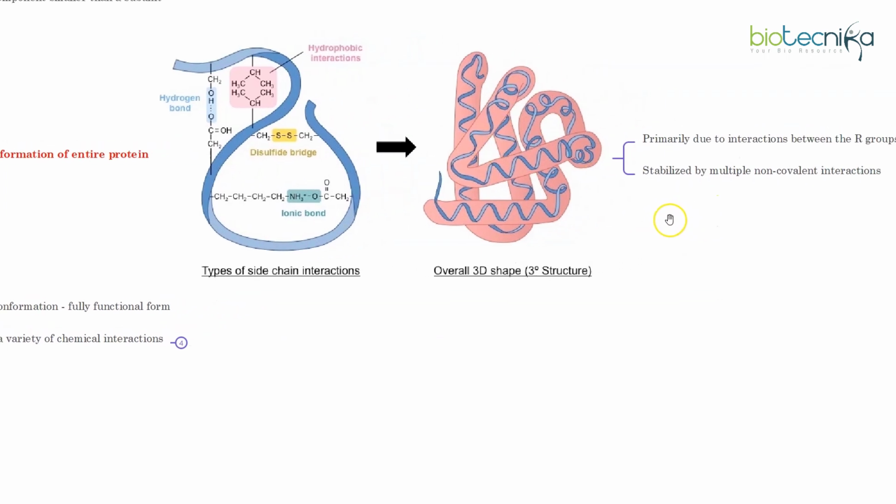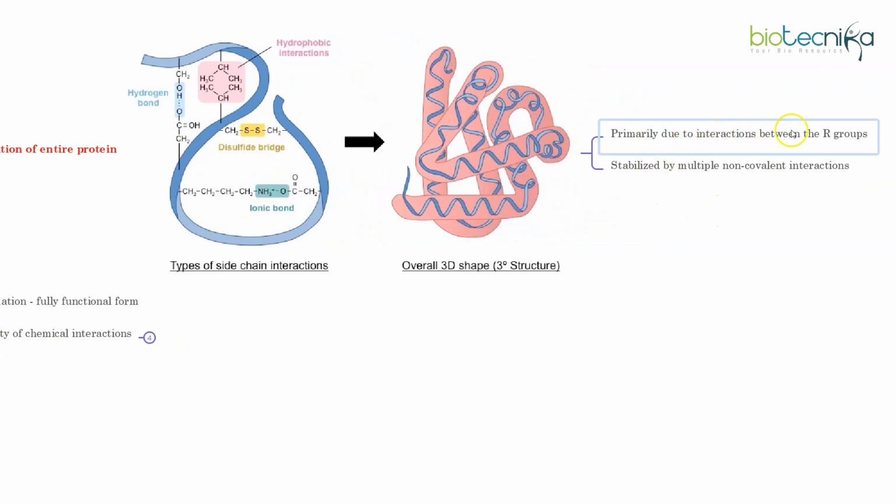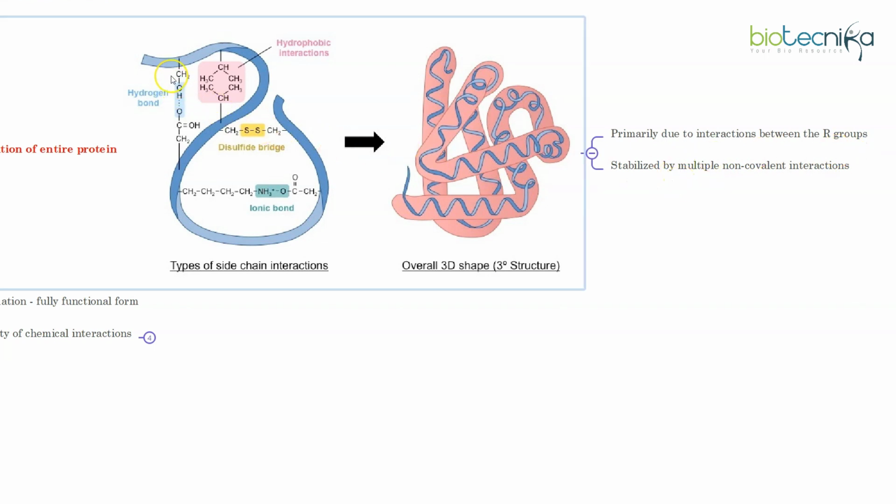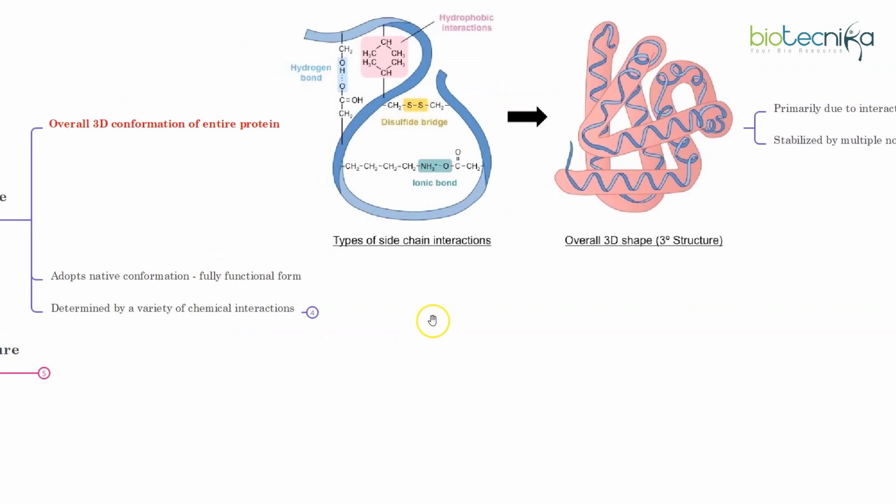So how are they stabilized? These are stabilized primarily due to interactions between R groups. As I mentioned, secondary structure is only by interaction between the backbone structure, but here the interactions are between the R groups. And these are stabilized by multiple non-covalent interactions. Several such non-covalent interactions stabilize these kinds of structures.